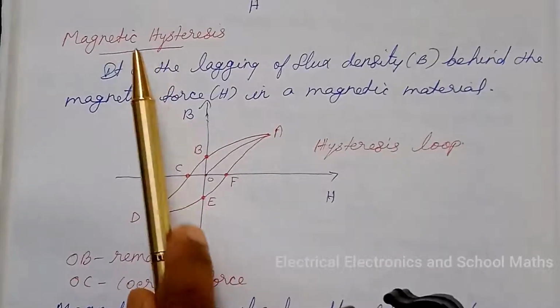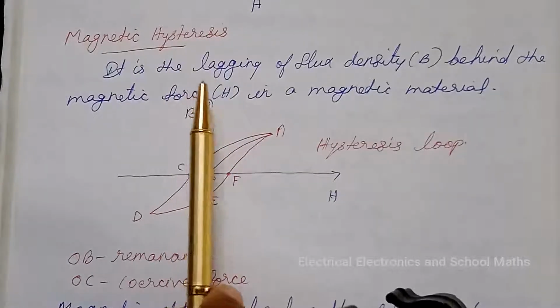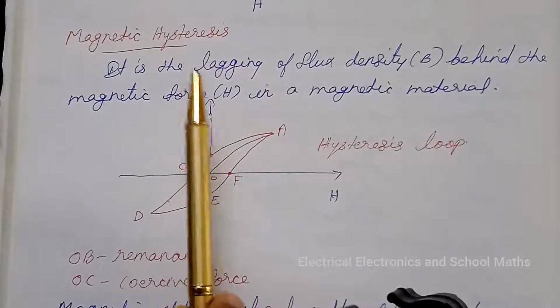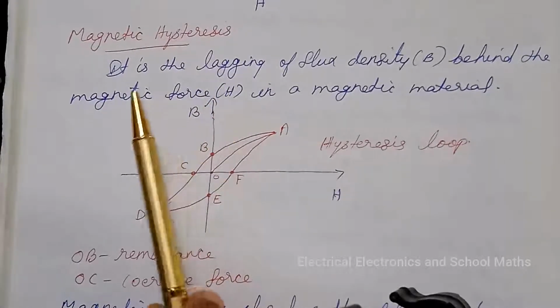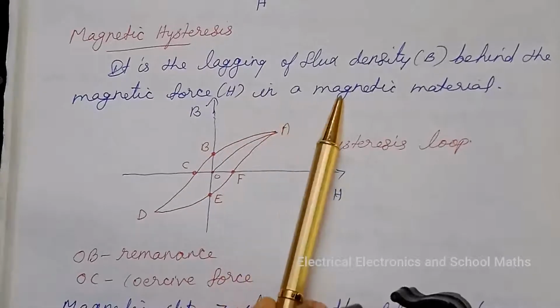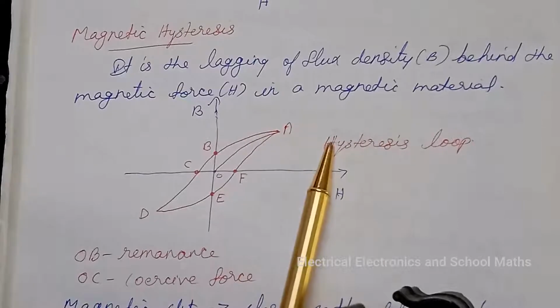Now let us study magnetic hysteresis. This is a very important portion in magnetism. Magnetic hysteresis is the lagging of flux density behind the magnetizing force in a magnetic material.